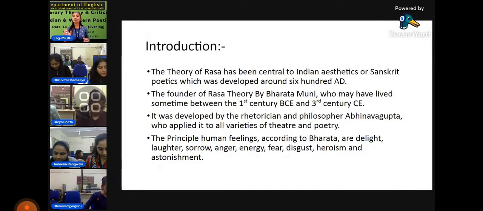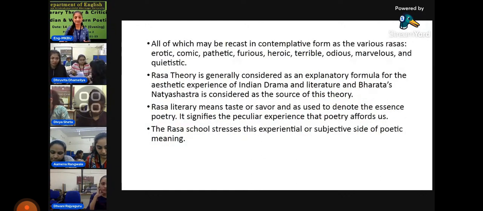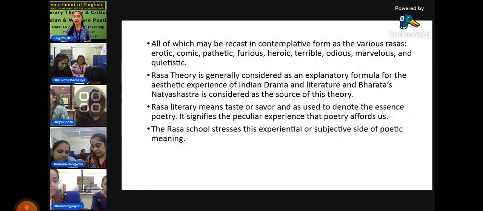The principle of human feeling, according to Bharat Muni, he also developed the nine types of feelings and nine types of Ras. They are delight, laughter, sorrow, anger, energy, fear, disgust, heroism, and astonishment. And all are contemporary. We see these various Ras by the names erotic, comic, pathetic, furious, heroic, terrible, odious, marvelous, and quietistic.